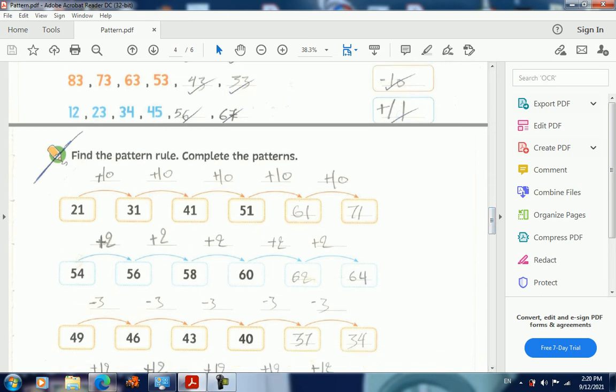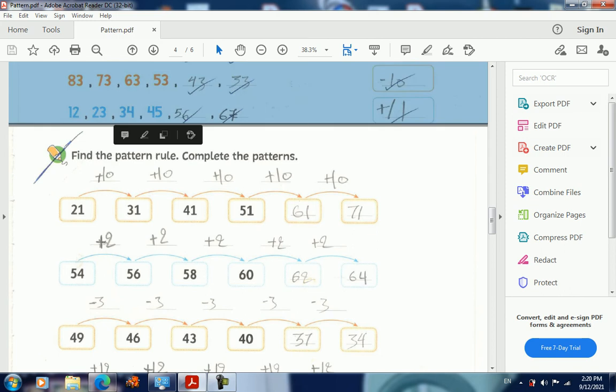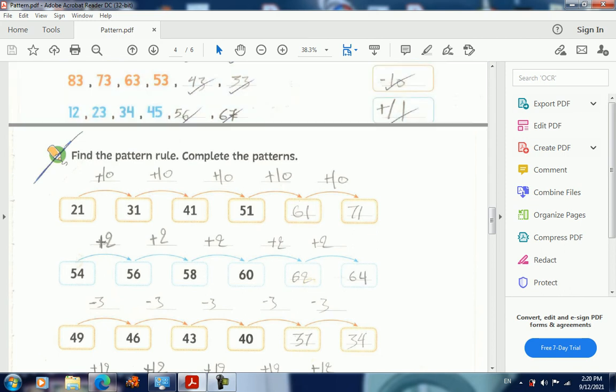Then 83, 73, 63, 53. So 83 became 73 by taking away 10. And if I take another 10, it becomes 63. Another 10, 53. So we will take away 10. So the rule is minus 10. Then 53 minus 10 is 43. And 43 minus 10 is 33.